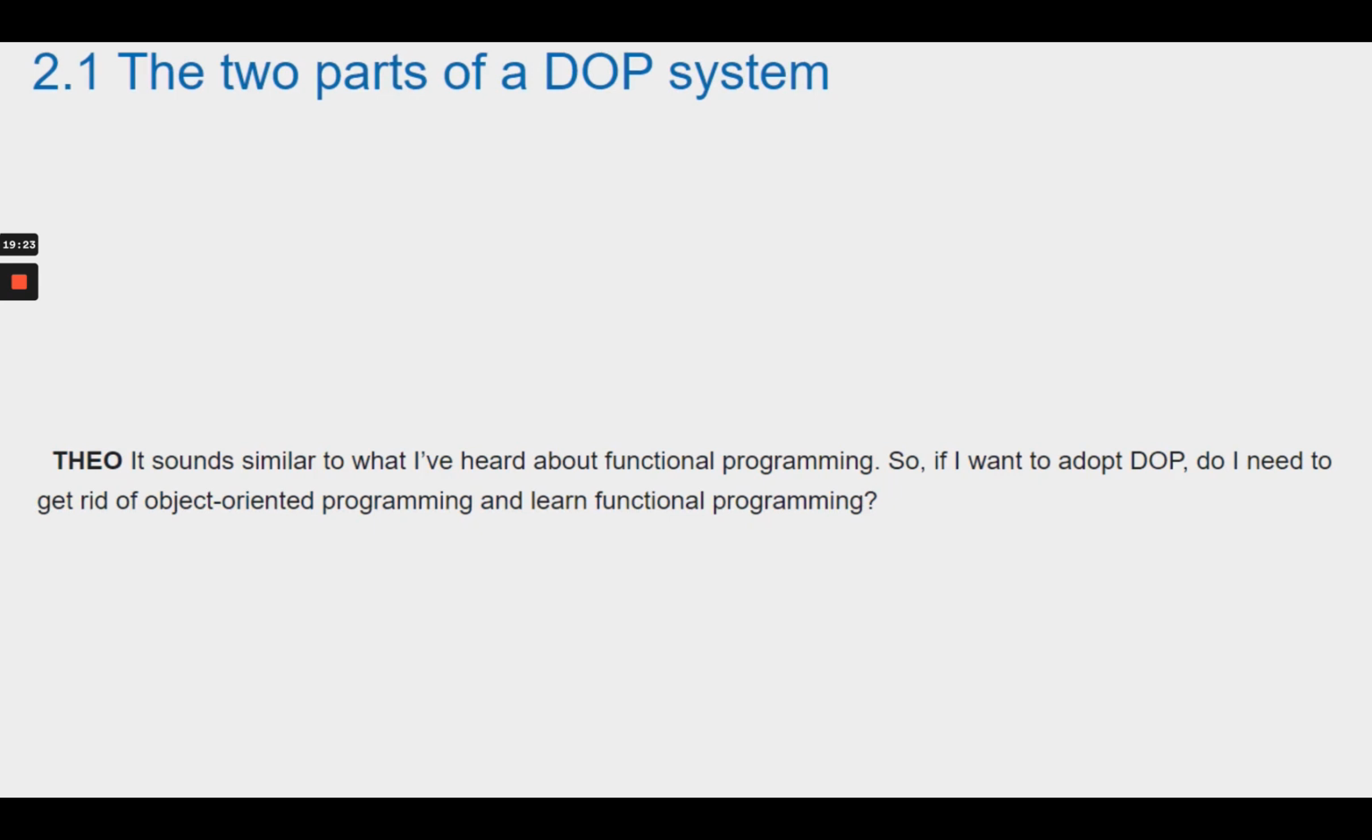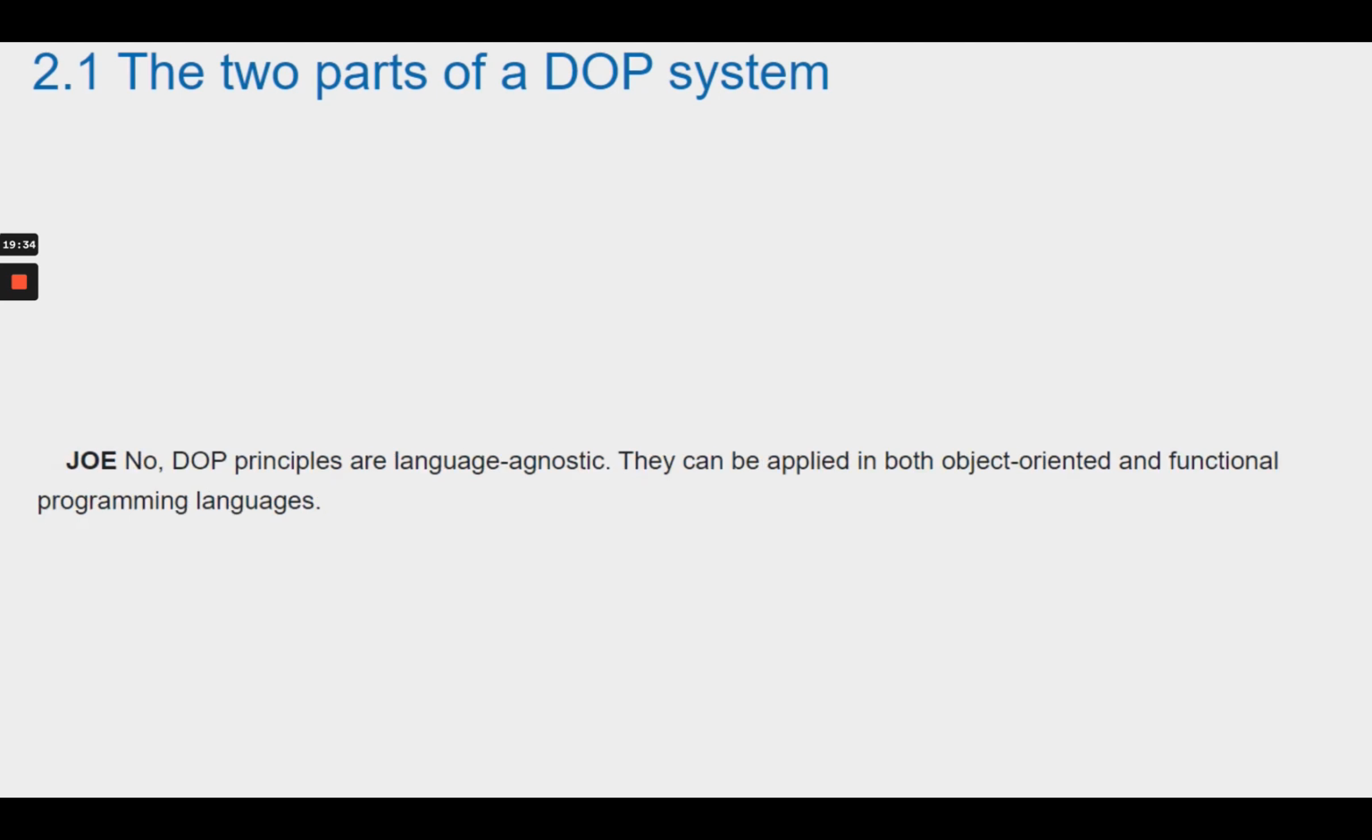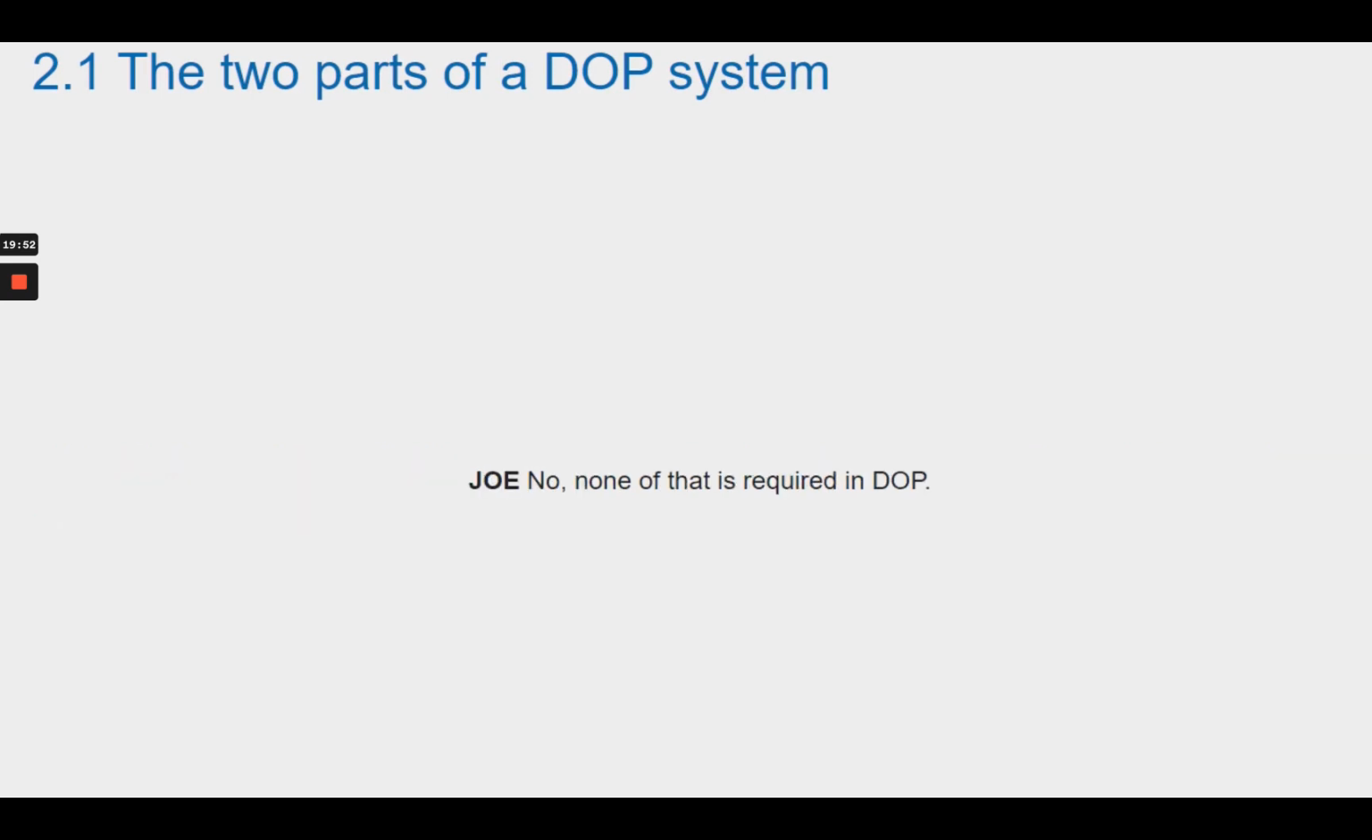Theo: It sounds similar to what I've heard about functional programming. So, if I want to adopt DOP, do I need to get rid of object-oriented programming and learn functional programming? Joe: No, DOP principles are language-agnostic. They can be applied in both object-oriented and functional programming languages. Theo: That's a relief. I was afraid that you were going to teach me about monads, algebraic data types, and higher-order functions. Joe: No, none of that is required in DOP. Tip: DOP principles are language-agnostic.